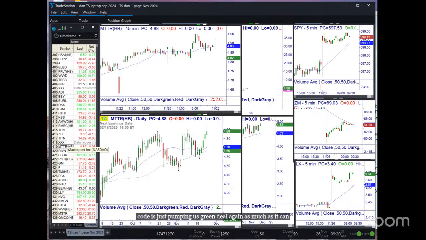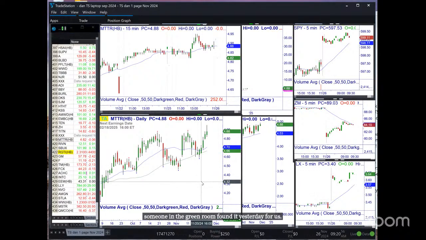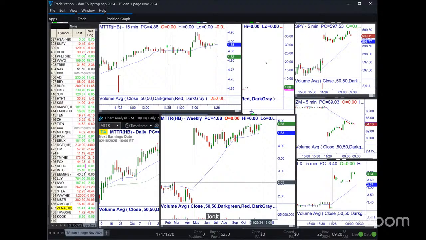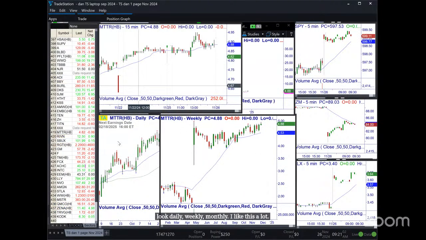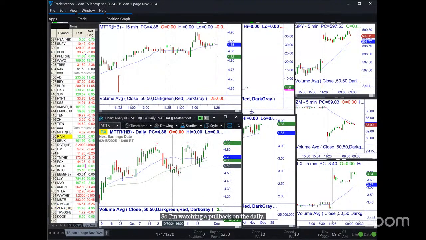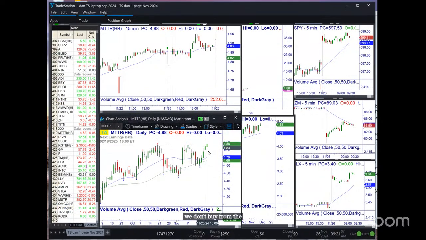A chart here. Someone in the green room found it yesterday for us. Look, daily, weekly, monthly. I like this a lot. So I'm watching a pullback on the daily. We don't buy from the bottom to the top. So ideally, it comes in for another 2 days, gives us a buy setup, and that'll be our core entry.